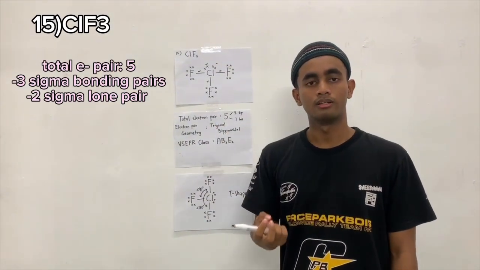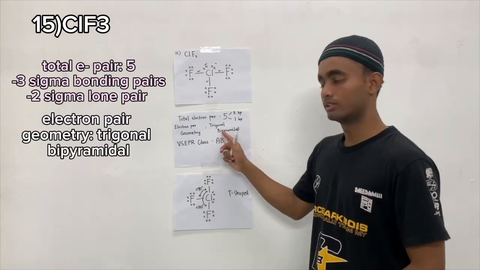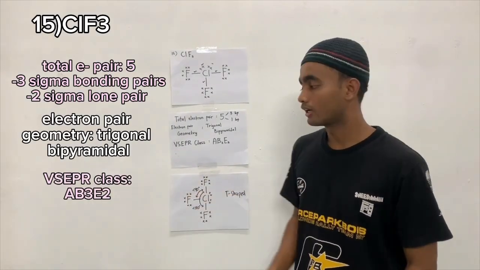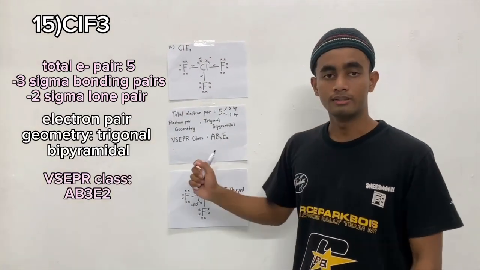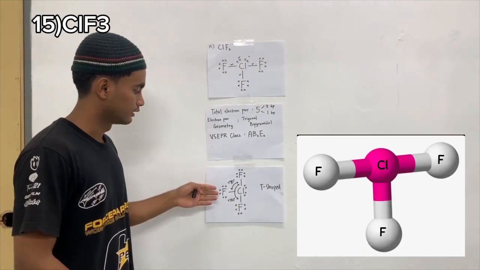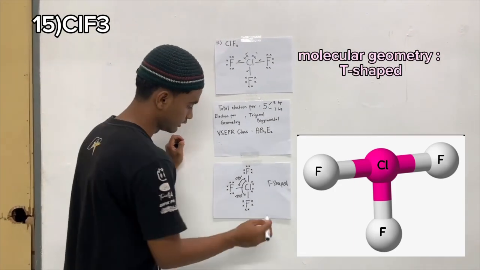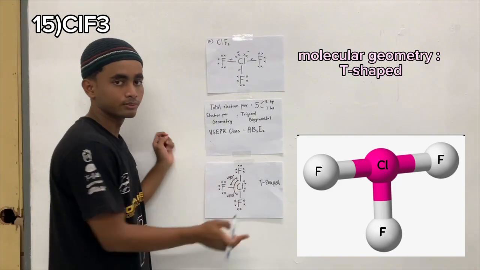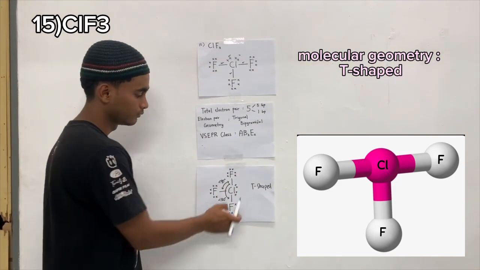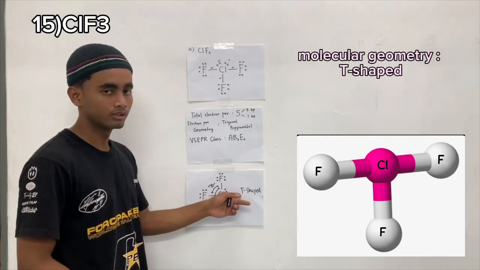So we can now know the electron pair geometry, which is trigonal bipyramidal. So its VSEPR class will be AB3E2. The shape, the molecular geometry for this structure is this. Why is this? Because from the beginning we need to draw this skeleton. We have 2 lone pairs, so we remove our 2 and make them lone pairs. So we can get this shape, which is T-shape, which is our molecular geometry.